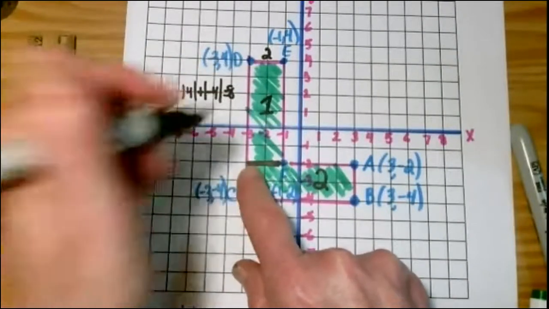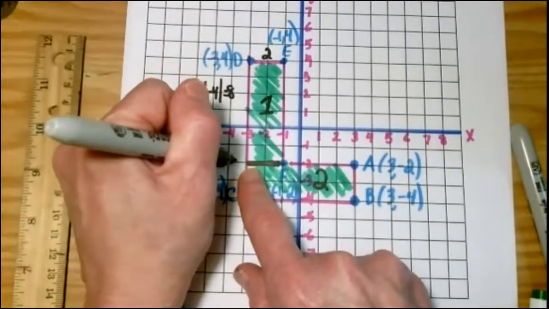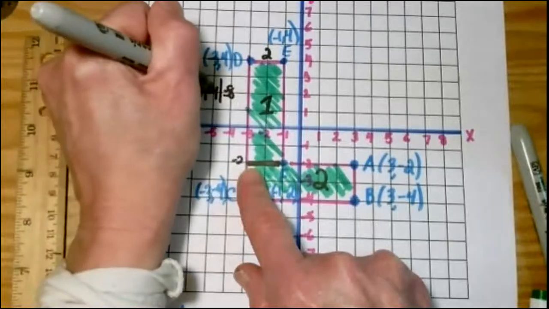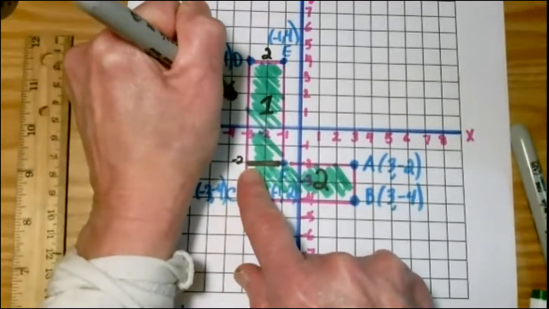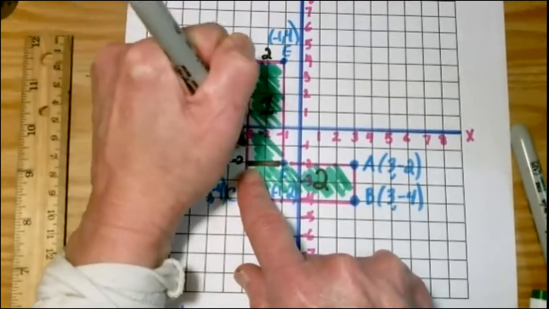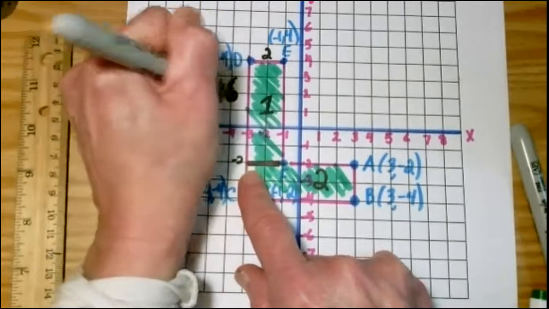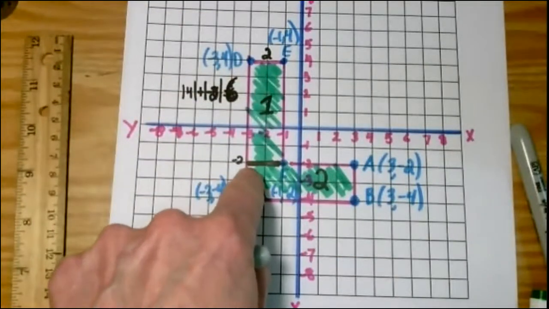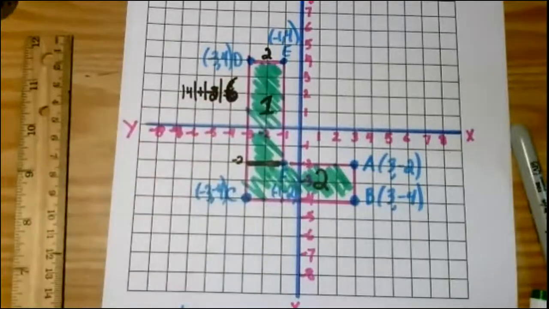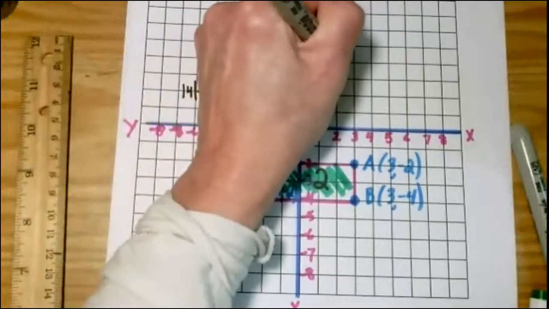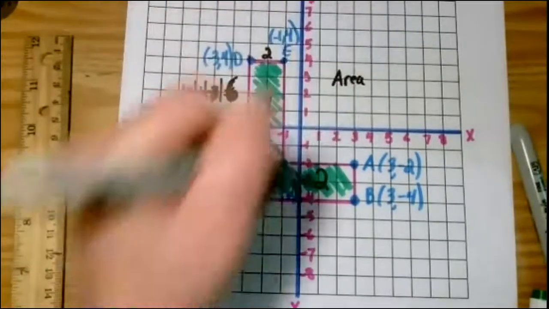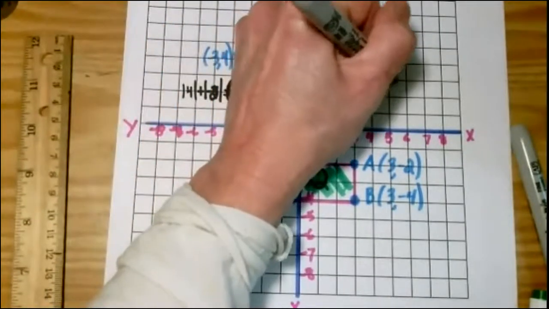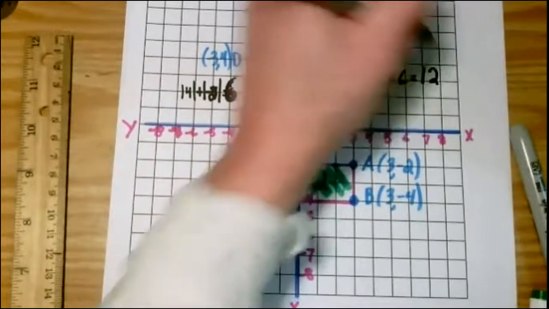So from here to here, this is really -2. So it's absolute value of 4 plus -2. So it should be 6. 1, 2, 3, 4, 5, 6. So 6 is the length. I went all the way to the bottom. You only need to go to here because we're making it 2 separate rectangles. So now the area is 2 times 6, length times width. So area of rectangle 1 is equal to 2 times 6, 12 units, right?